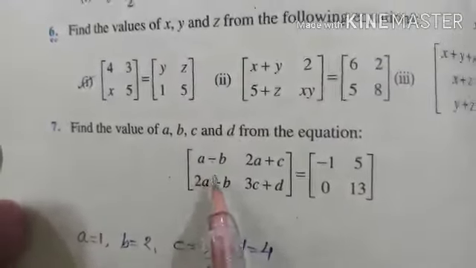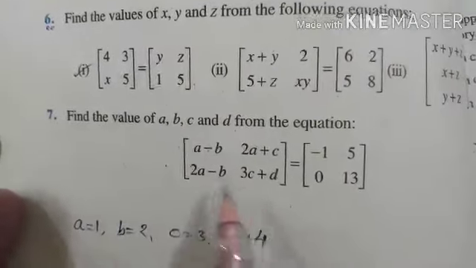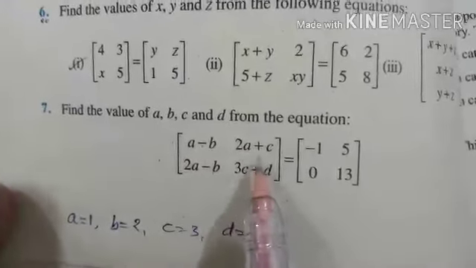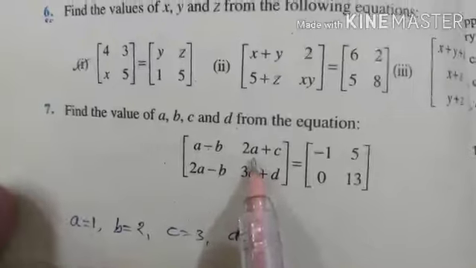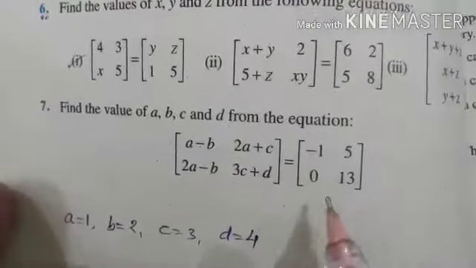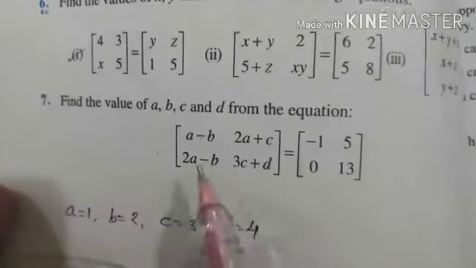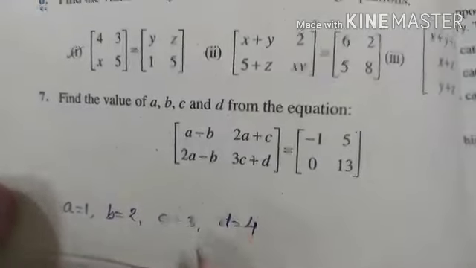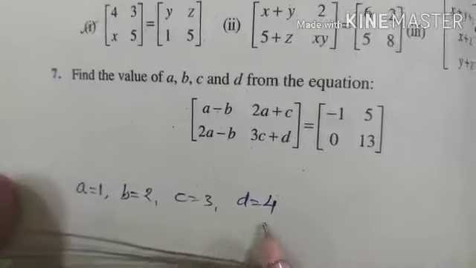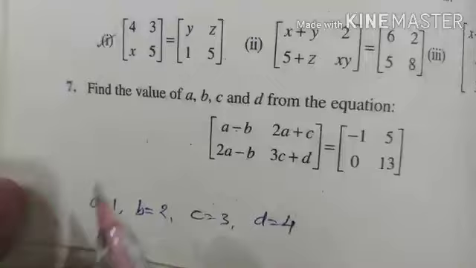Now question number 7 is: find the value of a, b, c, d from this equation. There is a square matrix 2 by 2. First element a minus b, second element 2a minus b, third element, a12, 2a plus c, a22, 3c plus d, and the right side is minus 1, 5, 0 and 13. Compare each corresponding element, and find the value of a, b, c, d. The answer is this: a is equal to 1, b is equal to 2, c is equal to 3, and d is equal to 4. So try it.